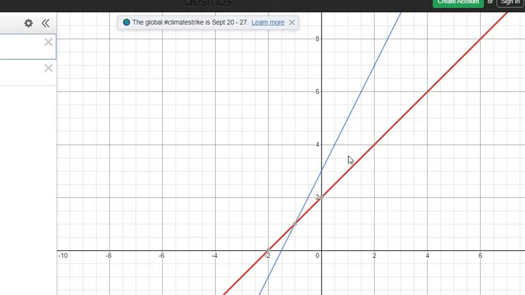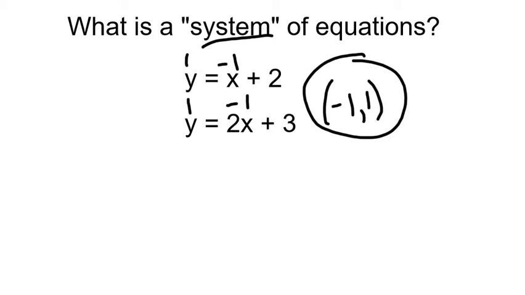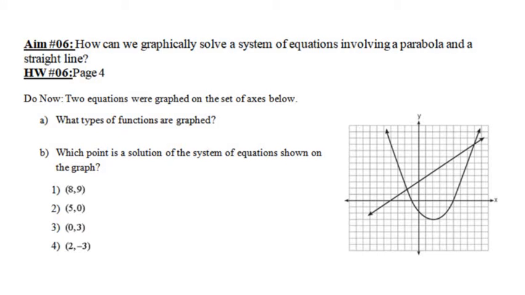Now this makes sense because the blue line is all of the solutions to y = 2x + 3. The red line is all of the solutions to y = x + 2. So the point where they intersect is the only point that appears on both lines. So it's the only point that is a solution to both equations. And that's how we know that that works. All right, let's get started on our guided notes.